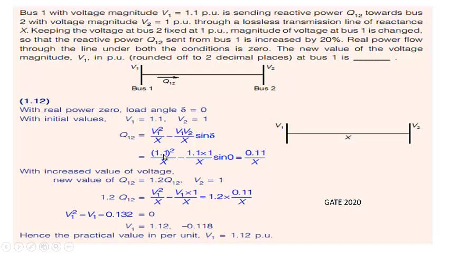So to increase this Q12 by 20%, we have to increase V1 to 1.12 per unit from 1.1. So this is how this can be calculated. Again, the same formula has been used. You can see how easily you can do this.